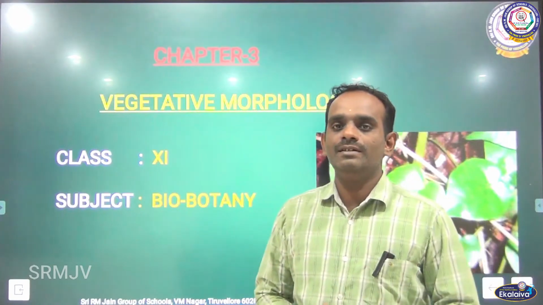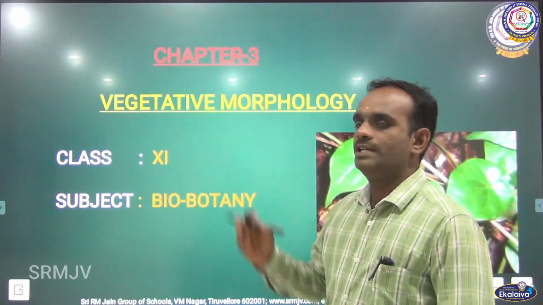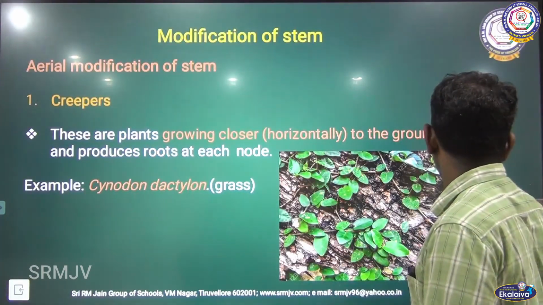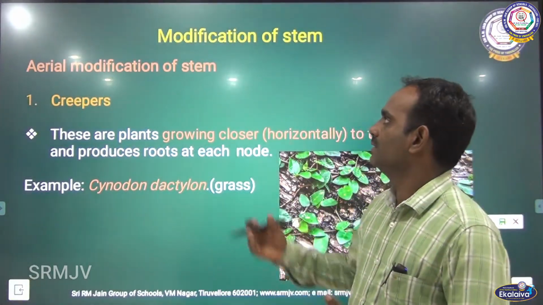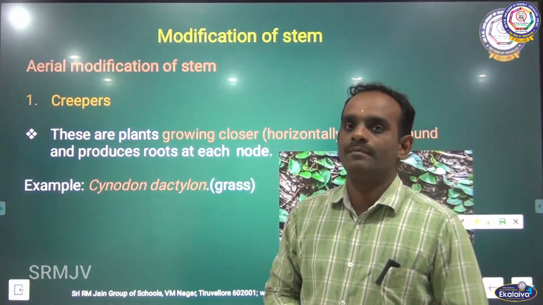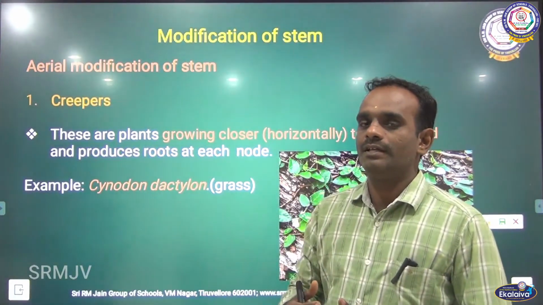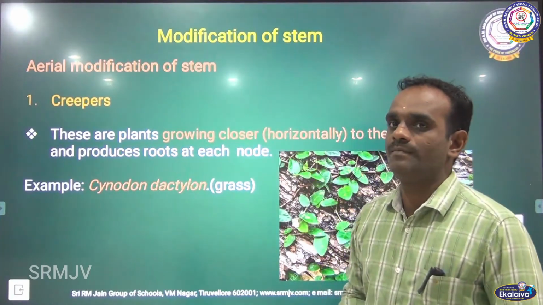For the class 11 subject biobotany, we are seeing the chapter vegetative morphology. Today we are going to discuss about modification of stem. In the last class we completed root modification. Now we are going to see modification of stem.